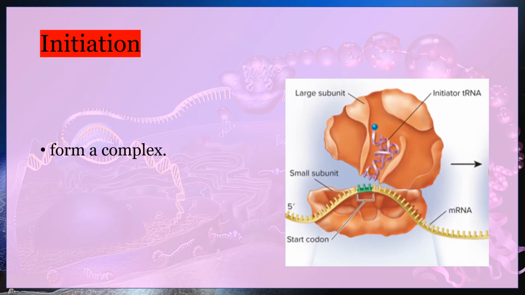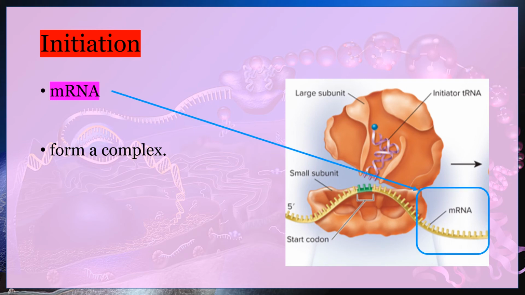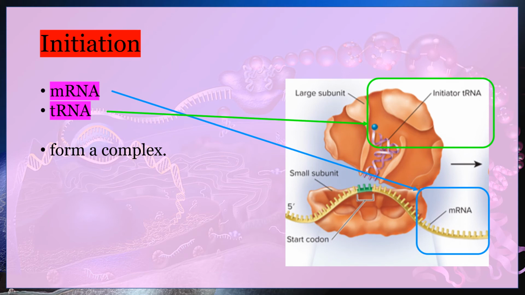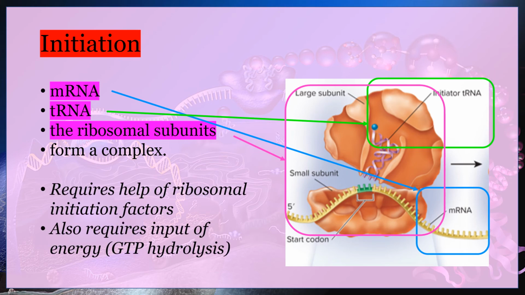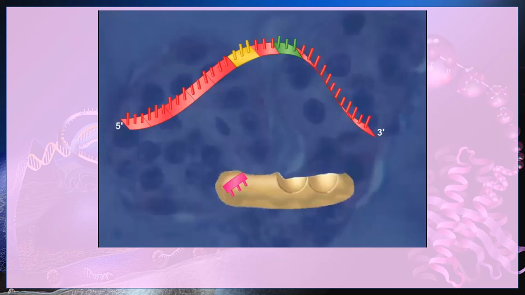Going through that stage by stage, we first have some messenger RNA, seen here, the tRNA, seen here, and the ribosomal subunits, which form the whole complex. This requires the help of ribosomal initiation factors. It also requires input of energy through GTP hydrolysis. Translation initiation is a process in which mRNA, initiator tRNA, and small and large ribosomal subunits associate with each other to form a complex.